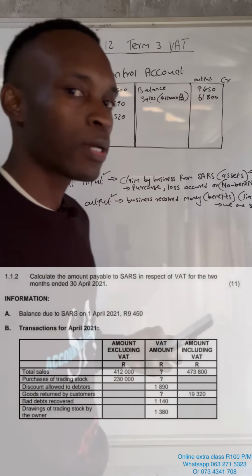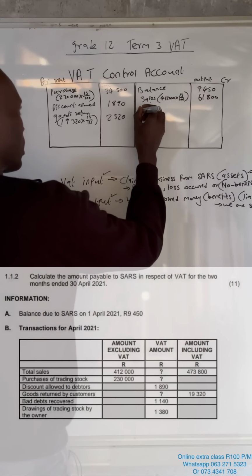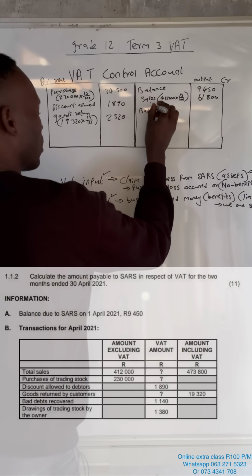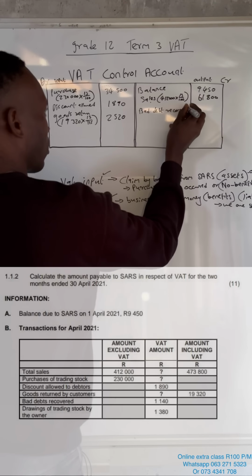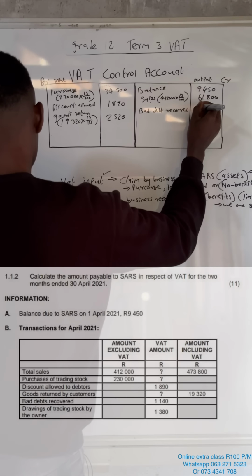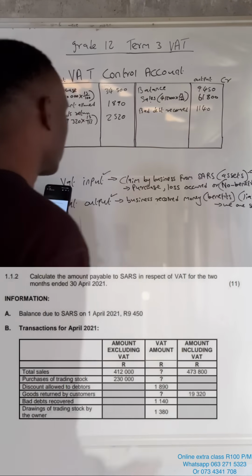Okay, bad debt recovered. Because we recovered money and we receive it, we benefited. It must come this side. Bad debt recovered, 114. Very simple.